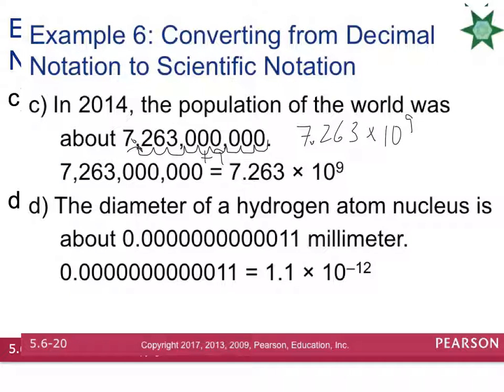And now let's look at a small number. So our dot is here, right? We want to end up in between the ones. So we're going to go 1, 2, 3, 4, 5, 6, 7, 8, 9, 10, 11, 12. Okay, to end up right there in between the ones. That's a minus 12, right? Because we started with a small number. So we're at 1.1 times 10 to the minus 12. So you're basically just counting how many places you're moving the decimal.